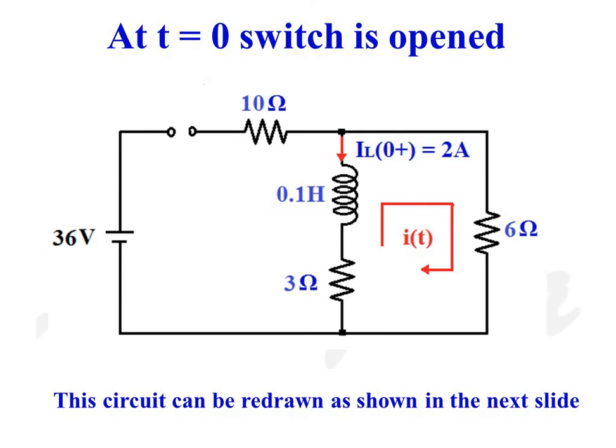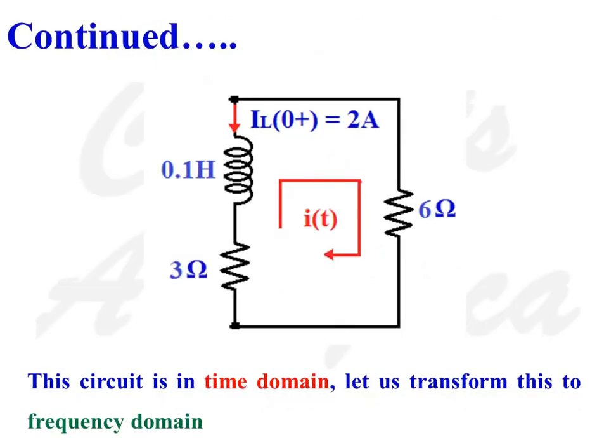At t equal to 0, the switch is opened. Since the switch is opened, there is no role for the 36 volt source and 10 ohm resistance, so we can redraw the circuit as shown. Now the circuit is in the time domain. Let us transform the circuit from the time domain to the frequency domain.